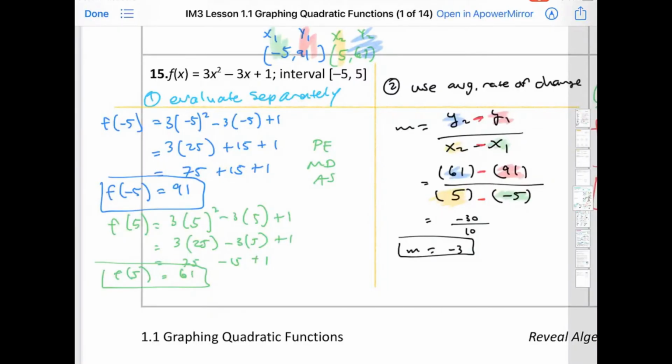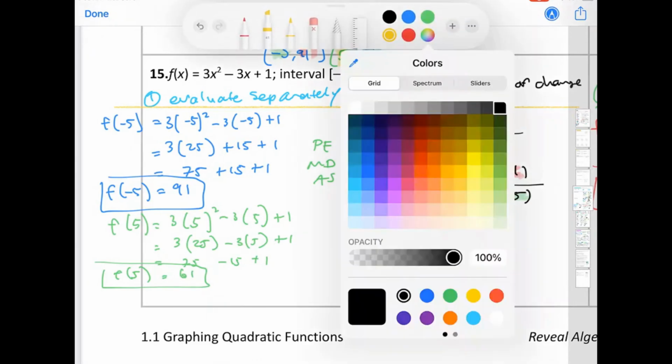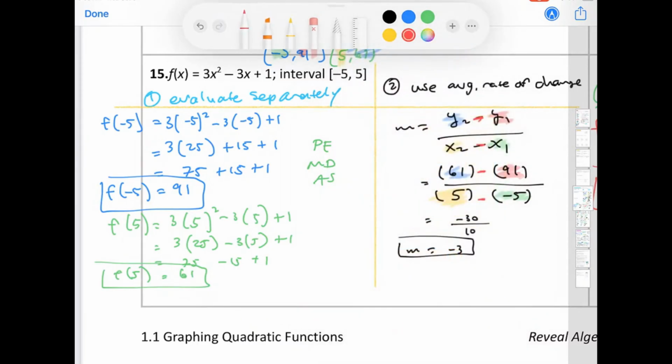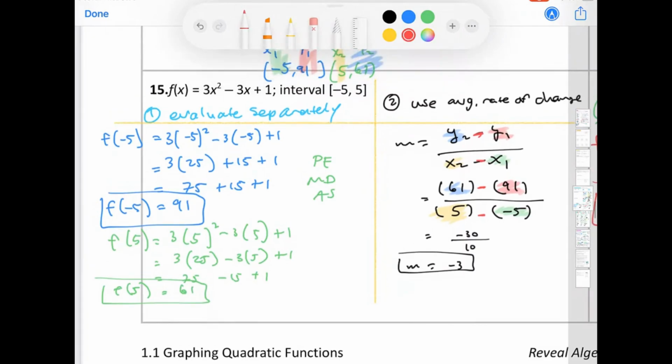Alright, for question number 15 here, I just have the solution. So you're going to do the same thing, evaluate it separately, and use the average rate of change. You're going to separate the, let's try this. I already used that one. Let's use orange. We're first going to evaluate it at -5. And that's why I put it here at every x value into the function. And then you get an answer of 91.